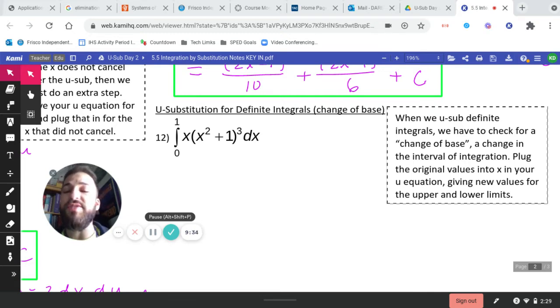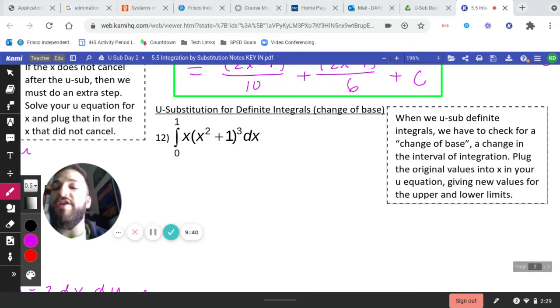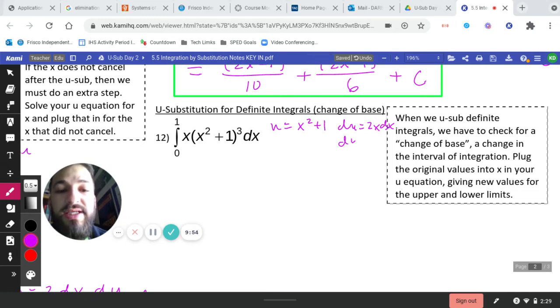So we have the integral from 0 to 1 of x times x squared plus 1 cubed. So u is our trap function, which is x squared plus 1. So u is equal to x squared plus 1, which means du is equal to 2x dx, which means du divided by 2x is equal to dx.